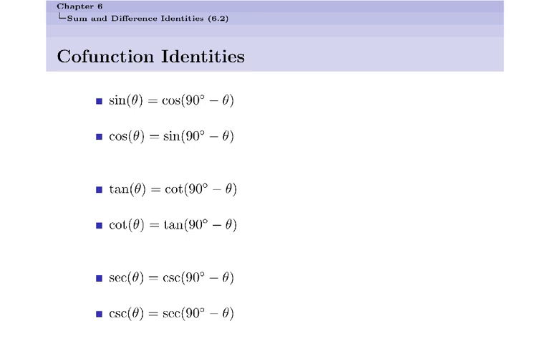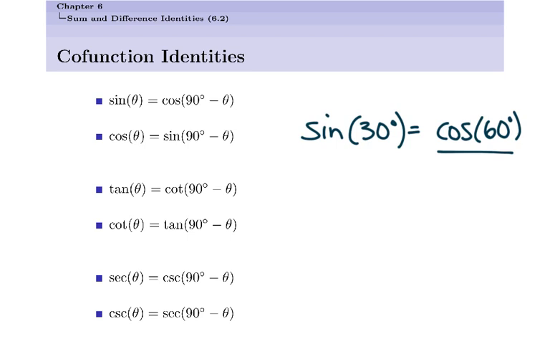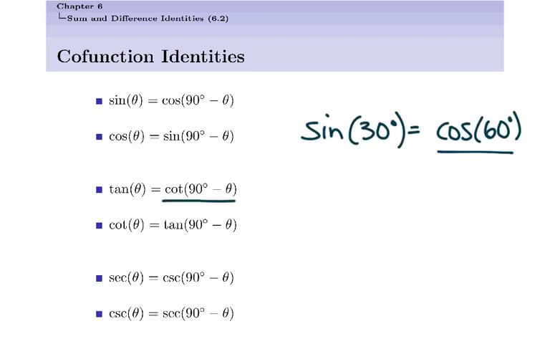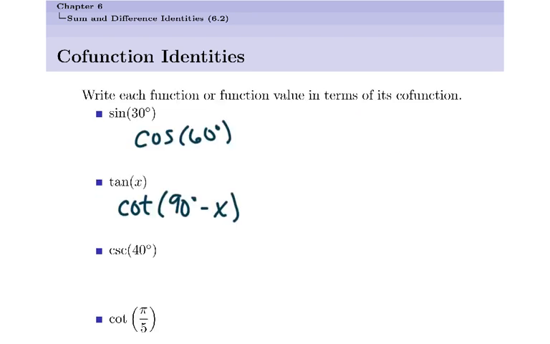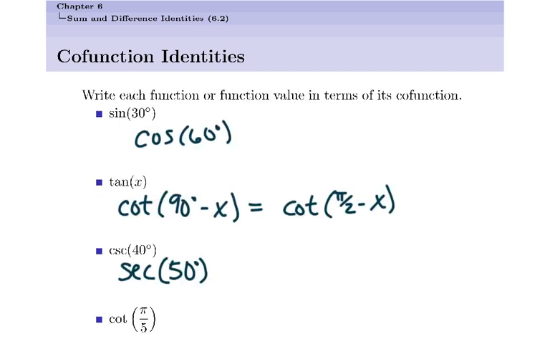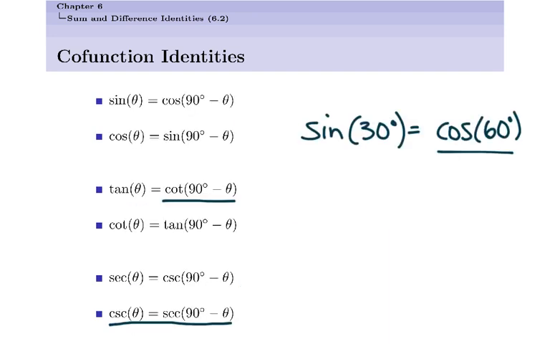So if I asked you for sine of 30 degrees, and you already knew what cosine of 60 degrees was, you would know that they were equal to each other. If I asked you for tangent of some angle, you can write that as cotangent of 90 minus that angle. If you wanted to write that in terms of radians, you would get this. If I asked you for cosecant of 40 degrees, you would get secant of 90 minus 40, or secant of 50 degrees.